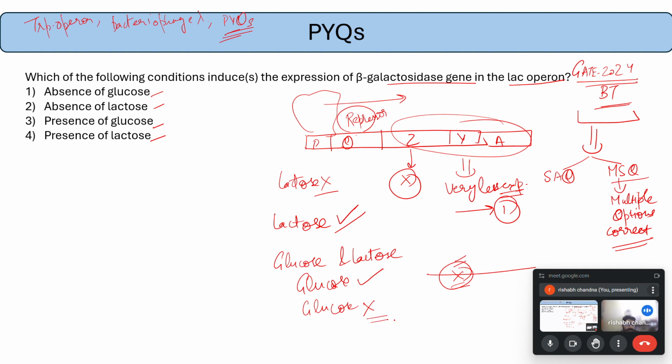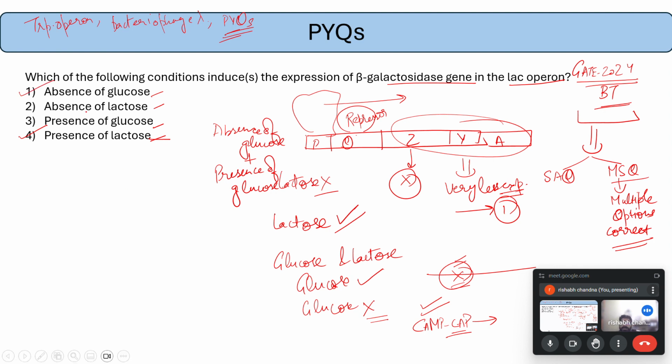But if glucose is not present, then there will be proper expression of beta galactosidase because of the cAMP proteins that favor the transcription of the structural genes of the lac operon. So the beta galactosidase expression would be visible only when there is absence of glucose plus presence of lactose. We have the fourth option, presence of lactose, and when there is absence of glucose. So the correct answer is options 1 and 4. This was an MSQ type question.